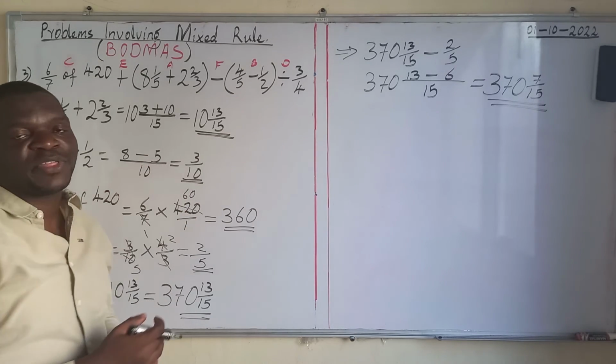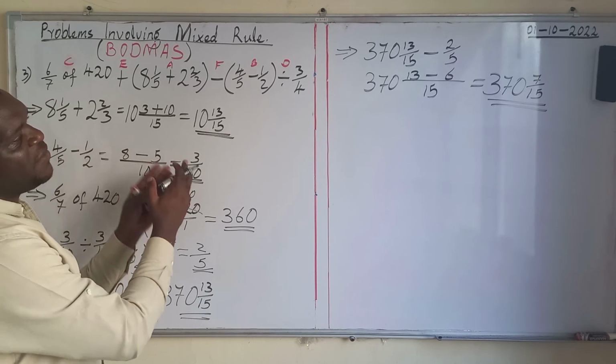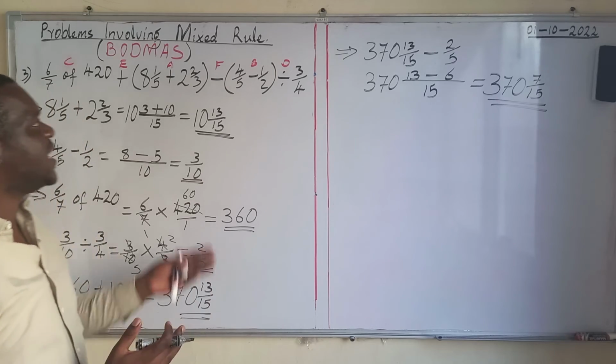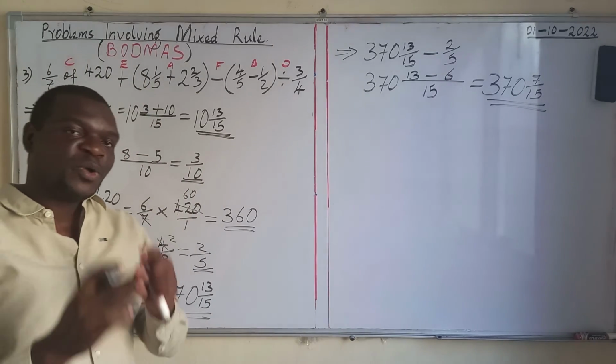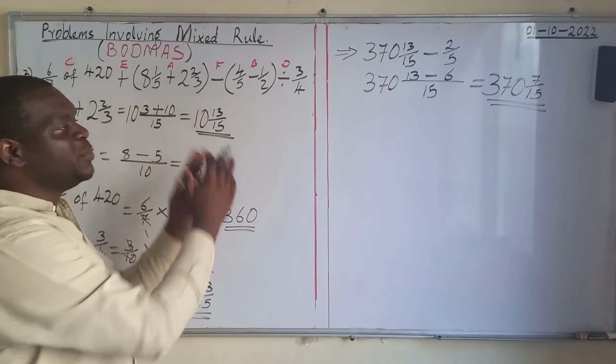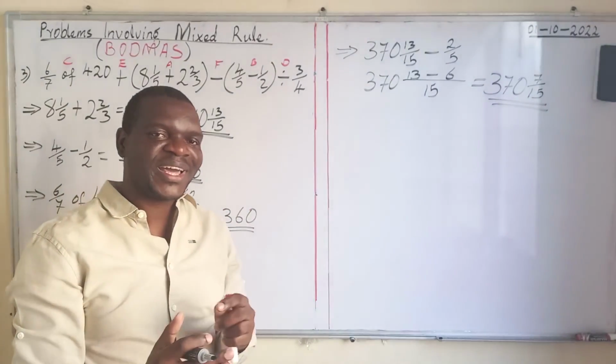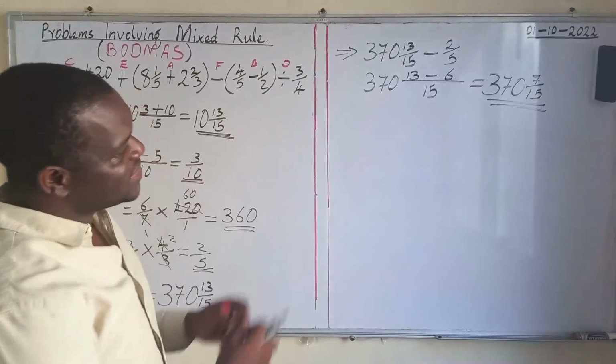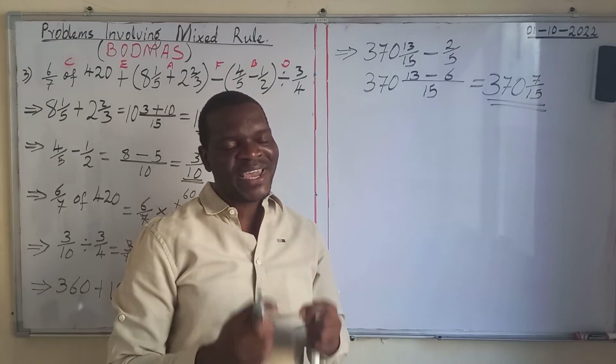So you can confirm with me that this is one of the very simple questions to solve as far as BODMAS is concerned. What you have to do is just to apply the rule and go meticulously so that you don't skip any step. With this done, I believe we've gained something today.